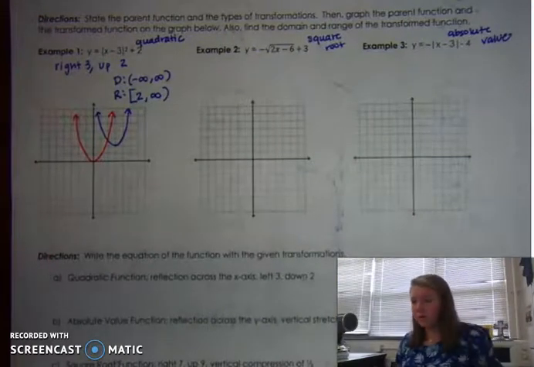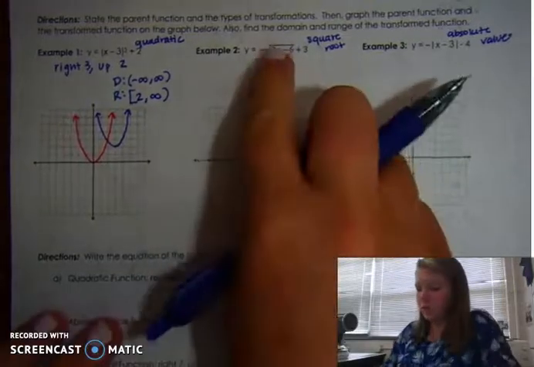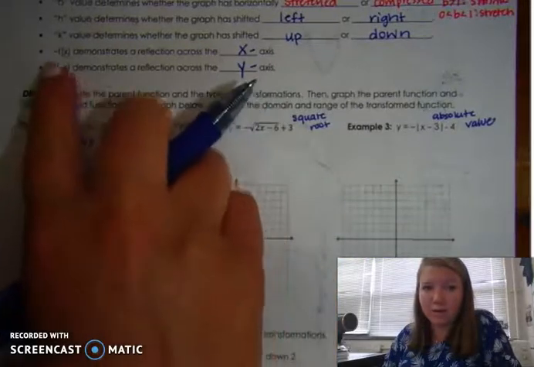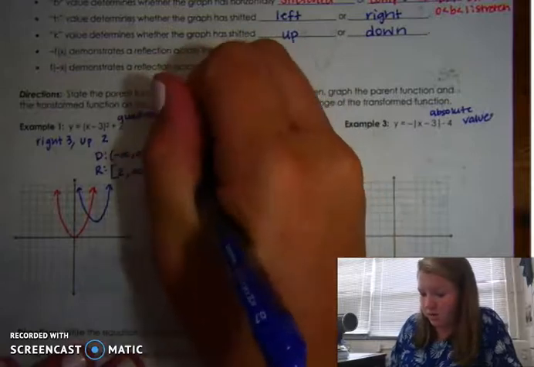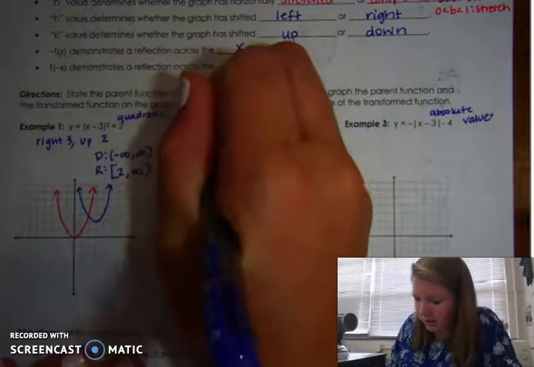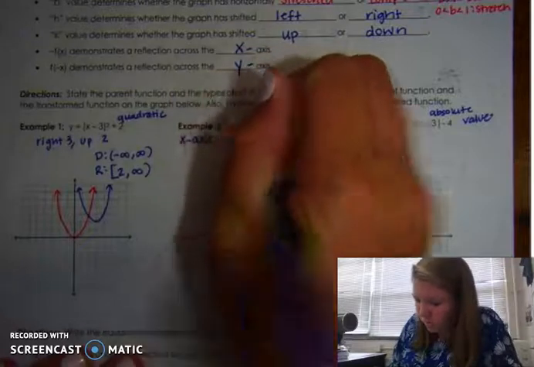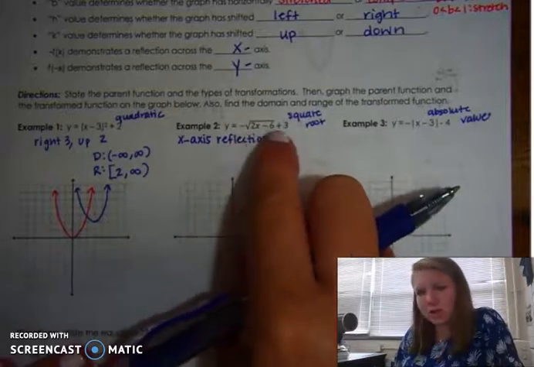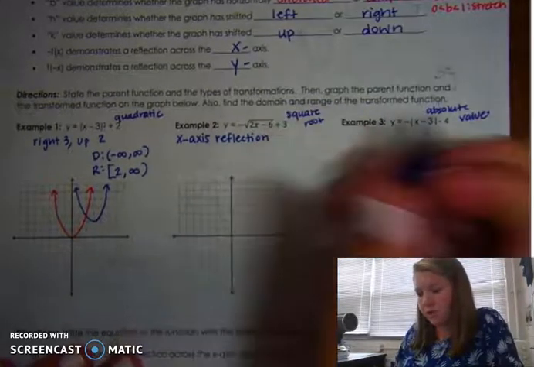Alright, example number 2. We have a negative on the outside. So I'm going to go back to my notes here. A negative on the outside of the function demonstrates a reflection across the x-axis. So I'm going to write x-axis reflection. Alright, I'm going to skip the 2x minus 6 for a second, and I'm going to do the plus 3. That means that the function has been shifted up 3.